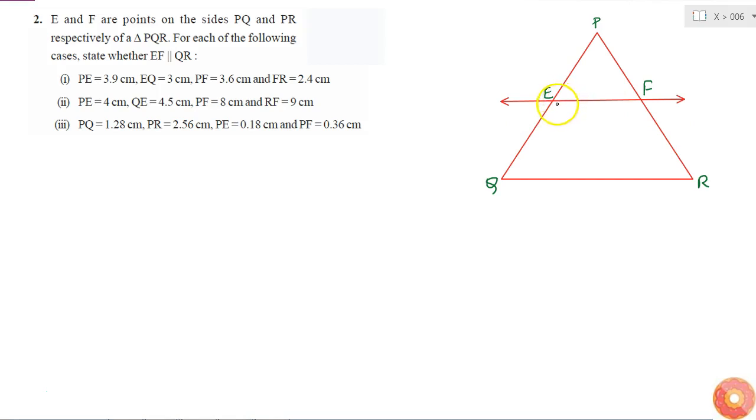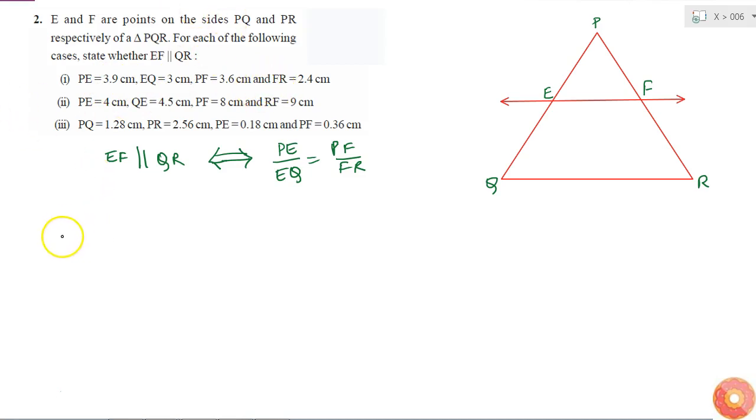So, what do we know? How can we check this condition? We know that if EF is parallel to QR, this means that PE by EQ is equal to PF by FR, right? Correct? This should always be true. So if EF is parallel to QR, then this is true, and if this is true, EF is parallel to QR, right?